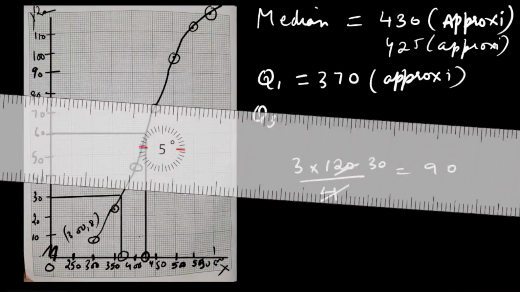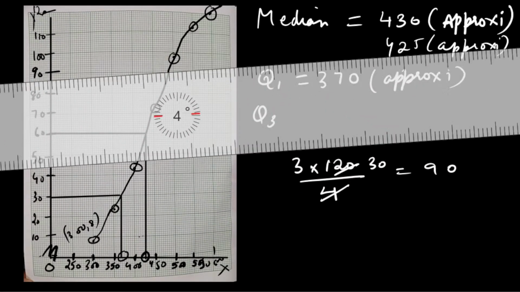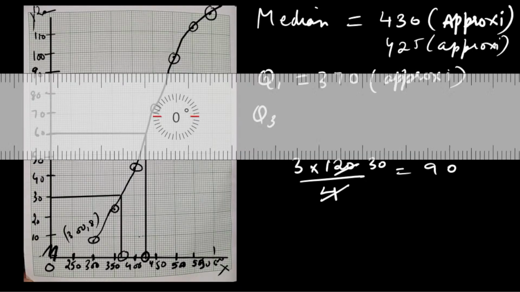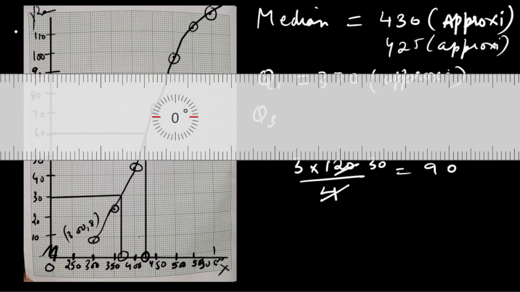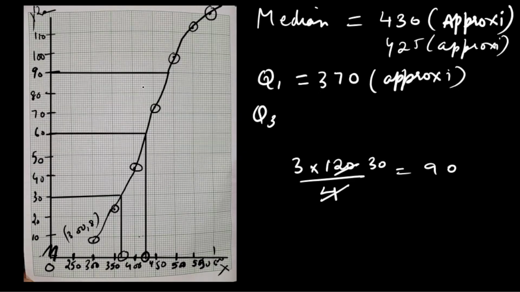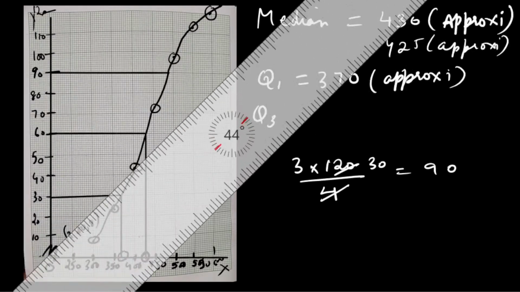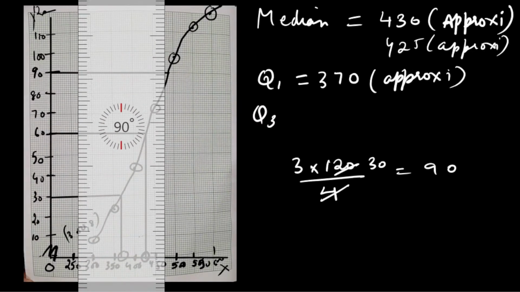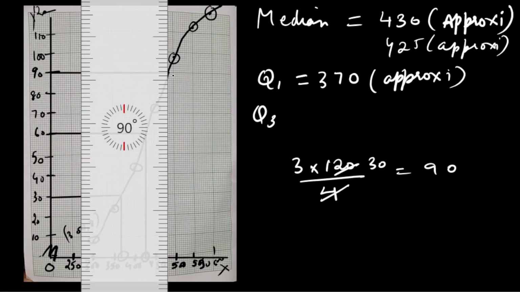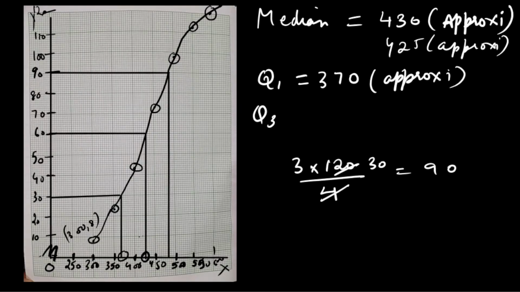On 90 we will draw a line and join it with the curve, the curve which we have drawn. Like we did in the previous part, same way we have to do. For Q3, 90 I am joining with the curve. And at the point where this curve is meeting this line, I will draw one vertical line. And the vertical line should meet the x-axis. And at this point, we'll get the value of Q3.